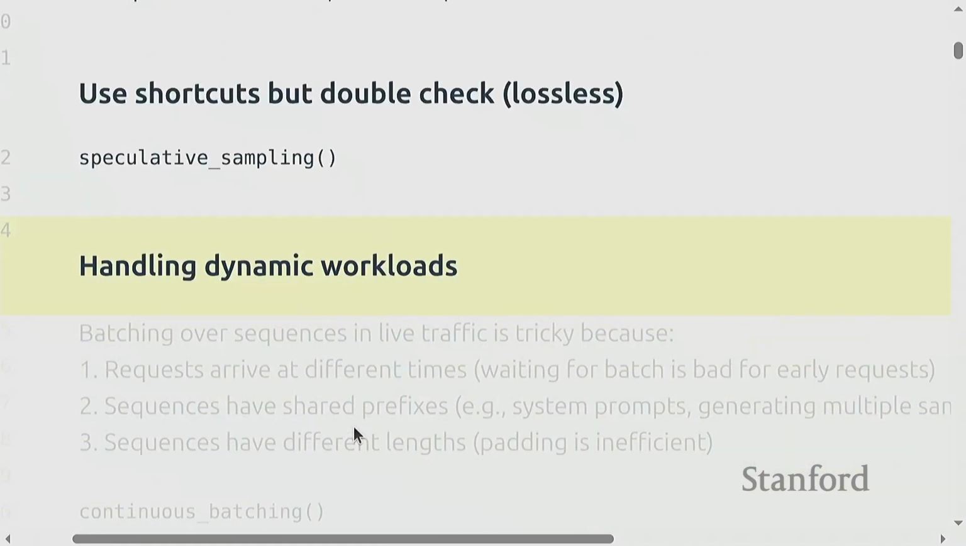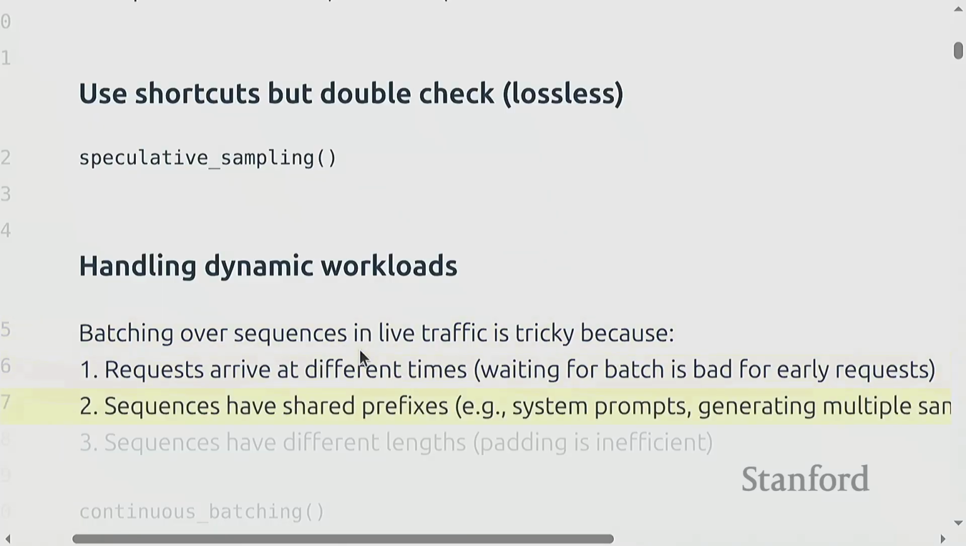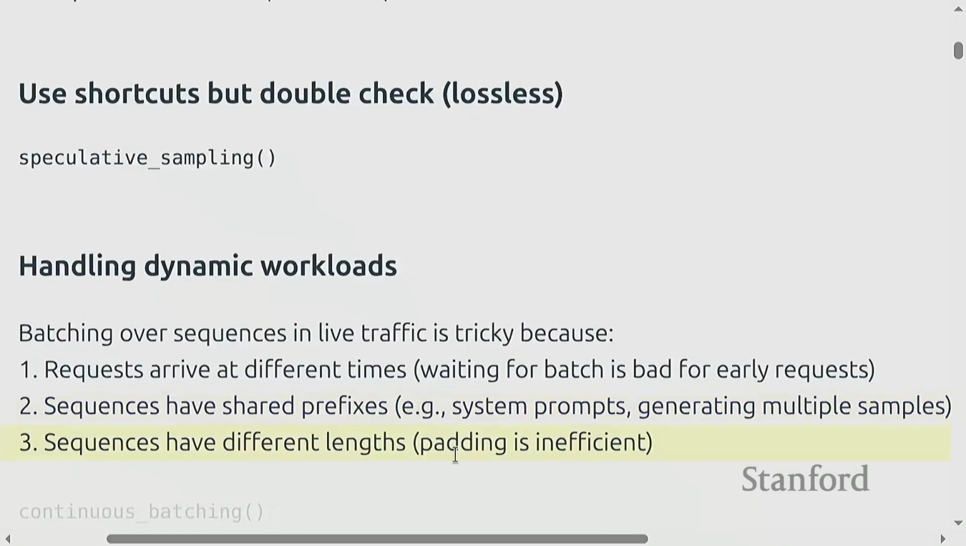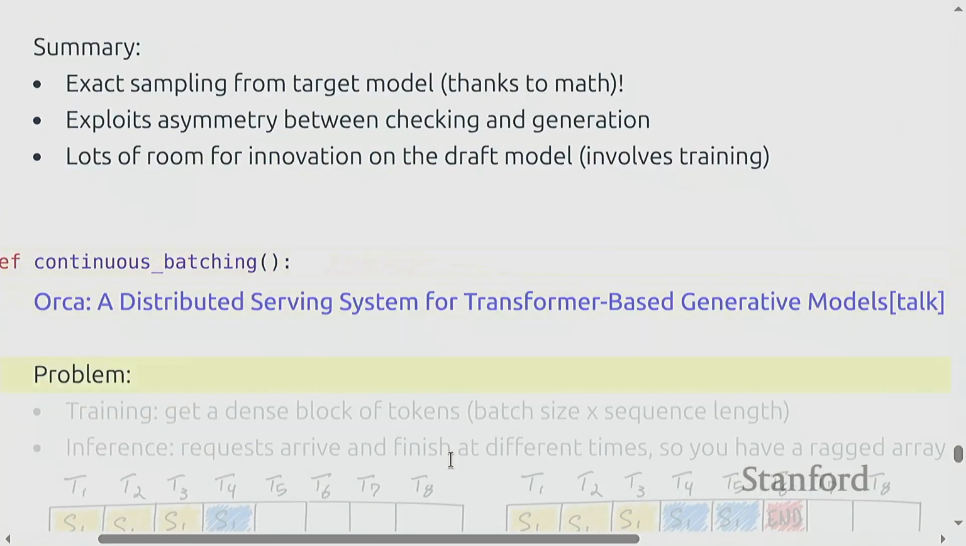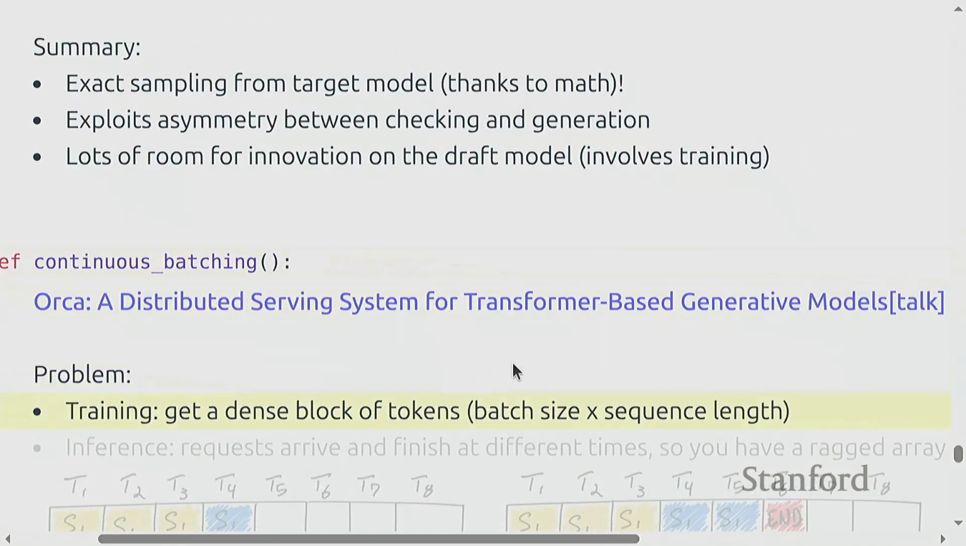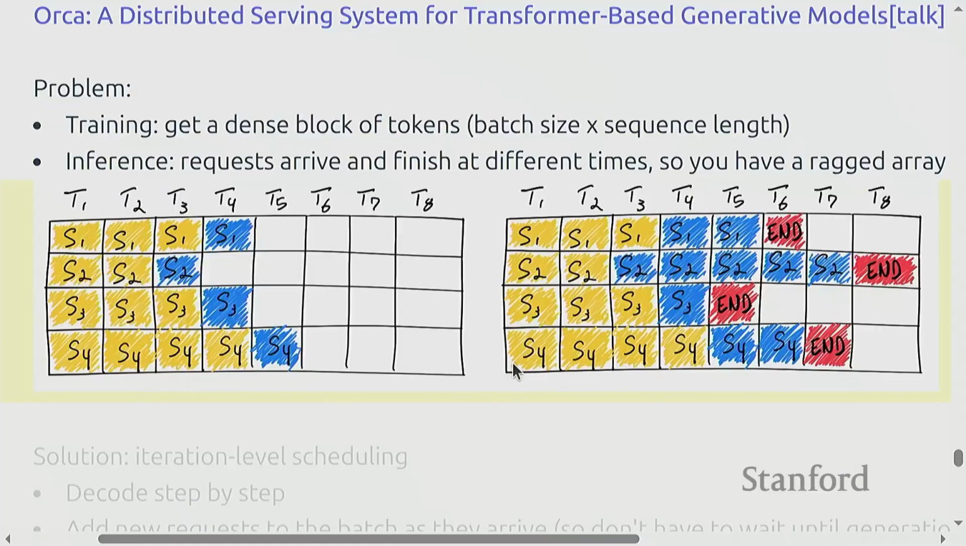Okay, so now I'm out of time, but I'll quickly go through the question that came up earlier. In practice, when you're serving, there's live traffic: requests come at different times, they finish at different times, some have shared prefixes, some don't, and they have different lengths. So it's very heterogeneous, in comparison to training, where you get a dense block of tokens and push it through your GPU at full speed. So what do you do in this case?